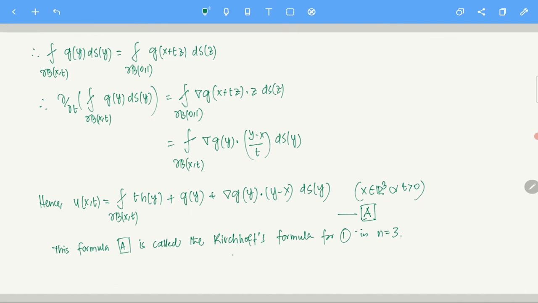Please don't write it for any dimension n. For n equals 1, we know D'Alembert's formula, right? For n equals 2, we don't know anything right now. For n equals 3, we know that this is the formula. For n equals 2, we'll do it in the next part, and then we'll do it for any n. So this is a little complicated. With this we are going to end this class.